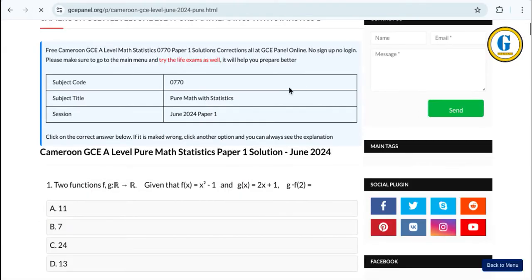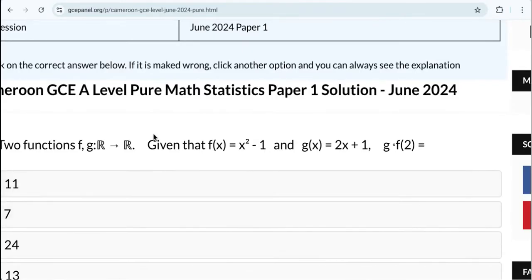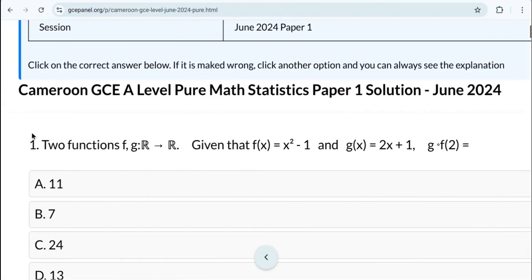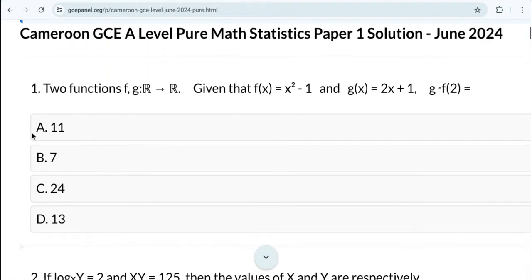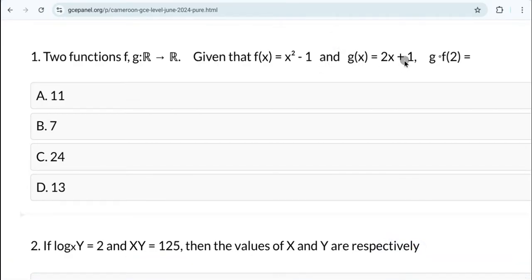Okay, the first question reads, given two functions f and g are such that f of x equals x squared minus 1 and g of x equals 2x plus 1, find g of f of 2. Find g of f of 2.